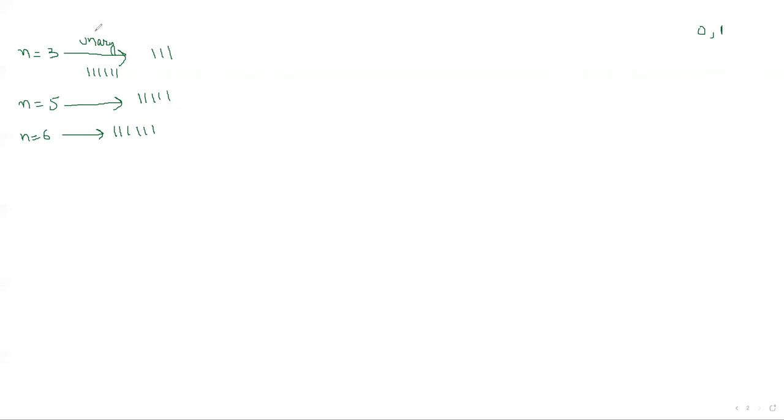So if we can see in unary format, if n is equal to 3, that is 1, 1, 1. Here n is odd, so the new n will be 3 into 3 plus 1. 3 into 3 is 9, 9 plus 1 is 10. So the new n will be ten ones. This is the unary representation of 10.